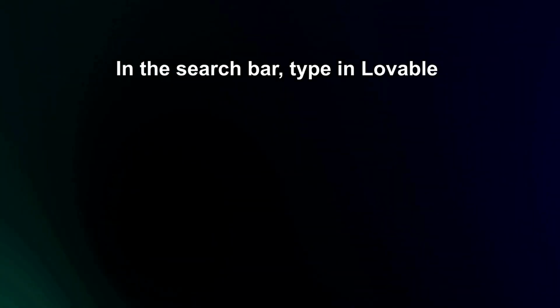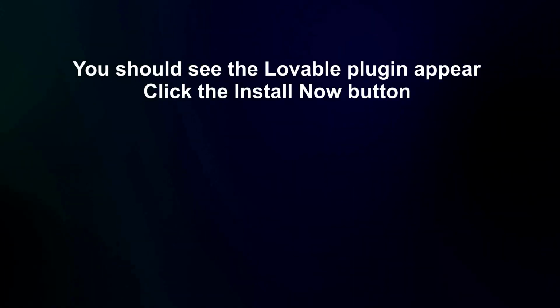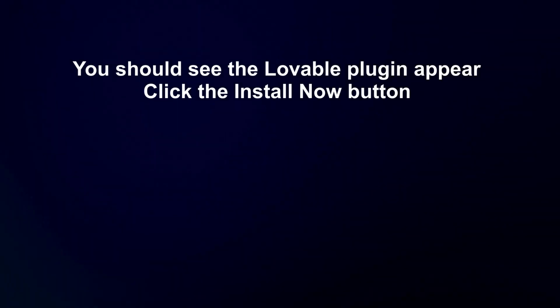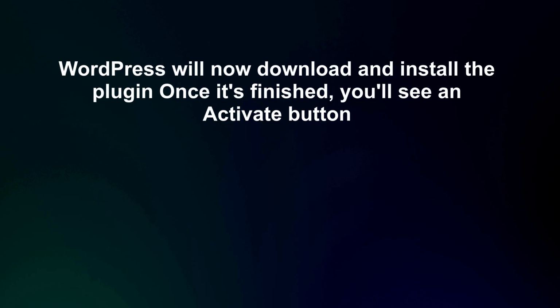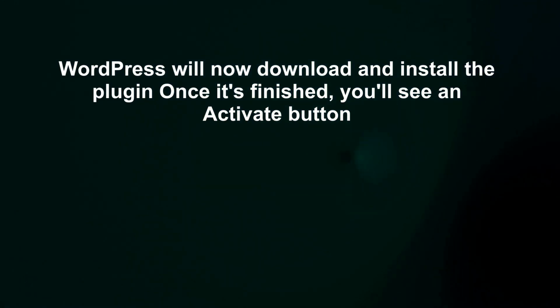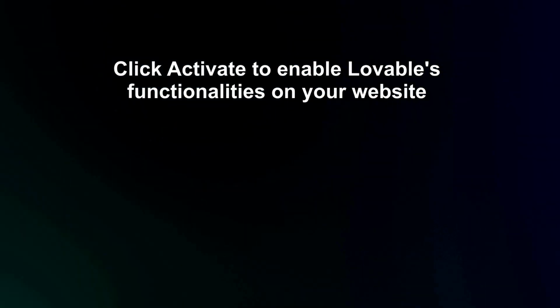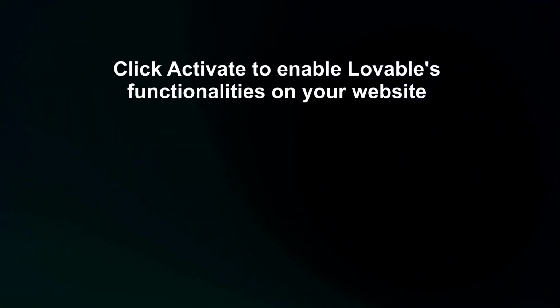In the search bar, type in Lovable. You should see the Lovable plugin appear. Click the Install Now button. WordPress will now download and install the plugin. Once it's finished, you'll see an Activate button. Click Activate to enable Lovable's functionalities on your website.